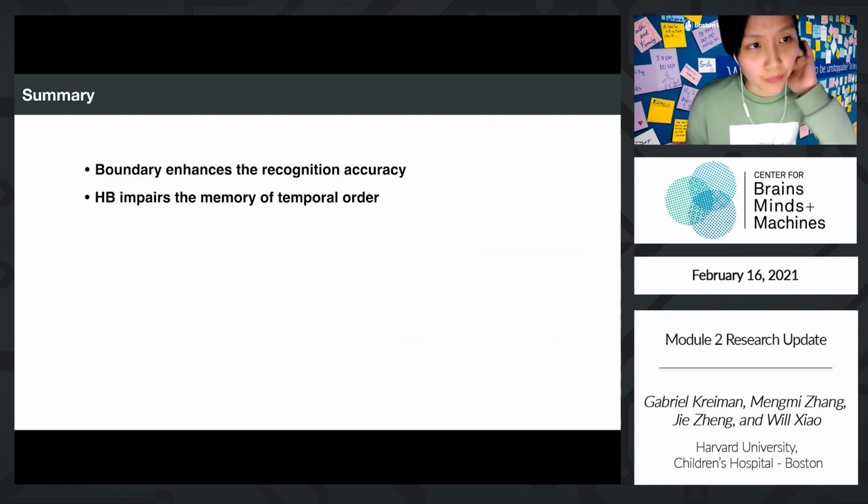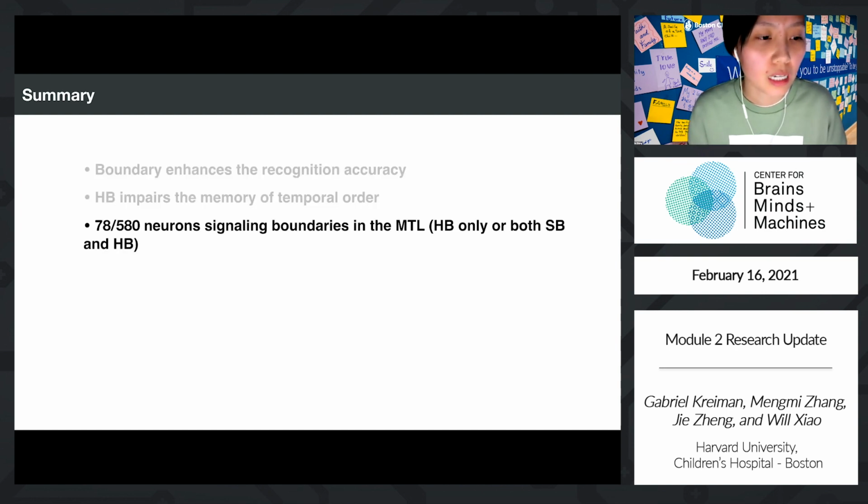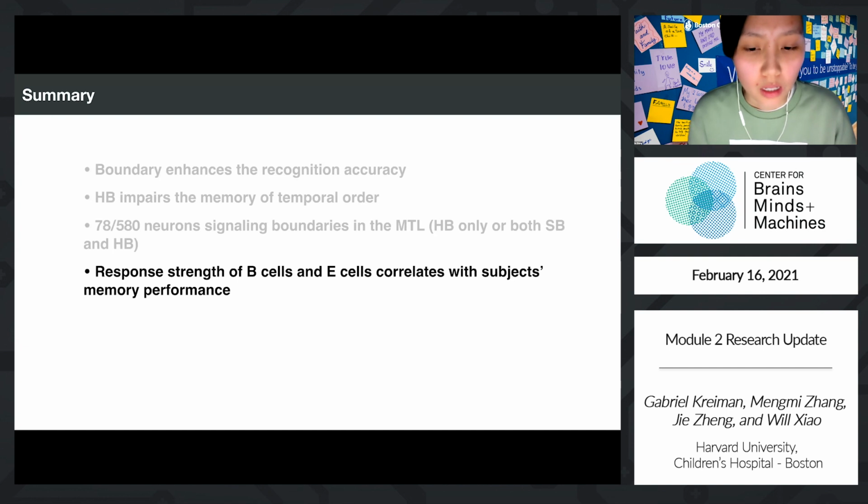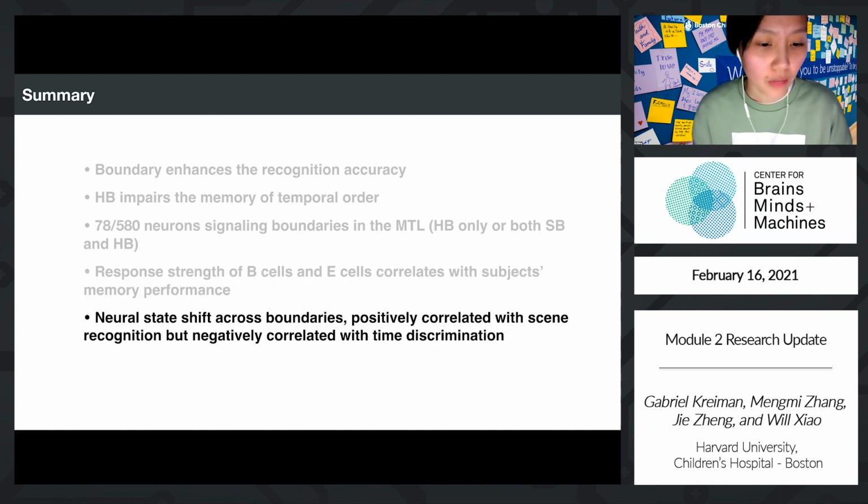So to summarize, at the behavioral level, we see the boundary enhances recognition accuracy, and the hard boundaries actually impair the order memories we have. And at the single cell level, we detected 78 neurons signaling different types of boundaries, either both the soft boundary and the hard boundary, or only the hard boundaries. And also the response strengths of those neurons are correlated with subjects' memory performance with different strategies. And at the population level, we observed this neural state shift across boundaries, which positively correlated with the scene recognition, but negatively correlated with the time discrimination.